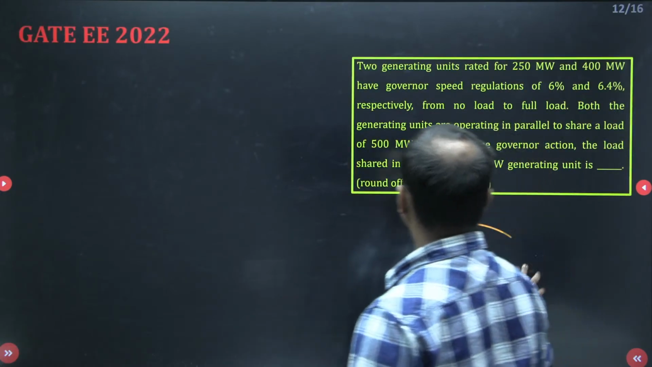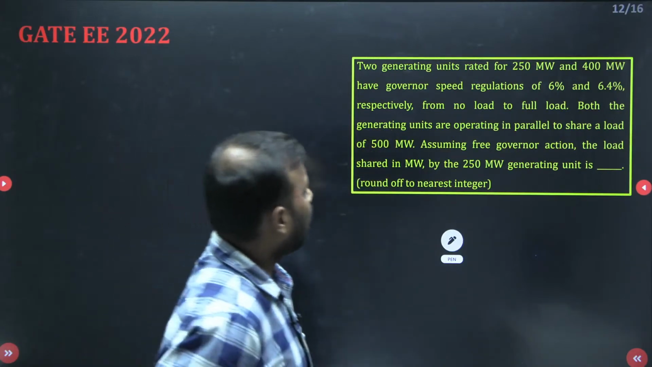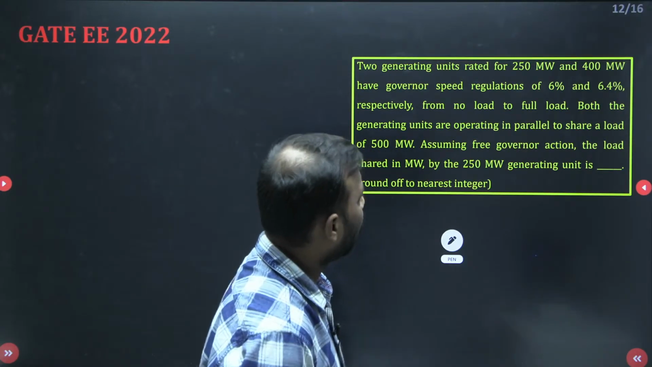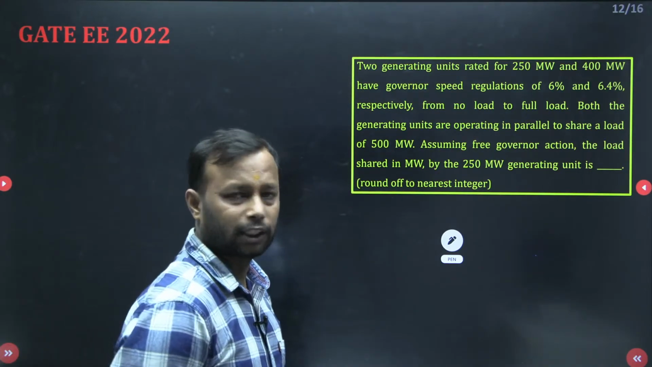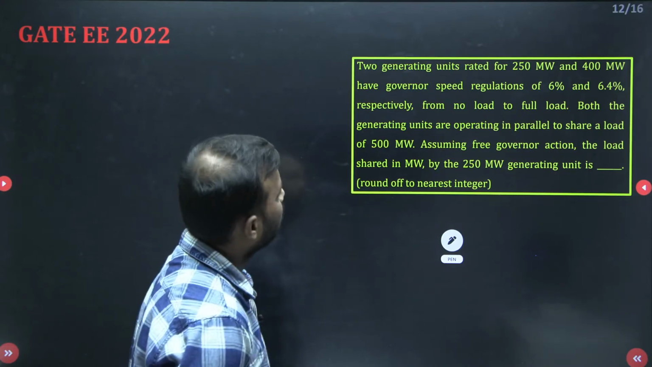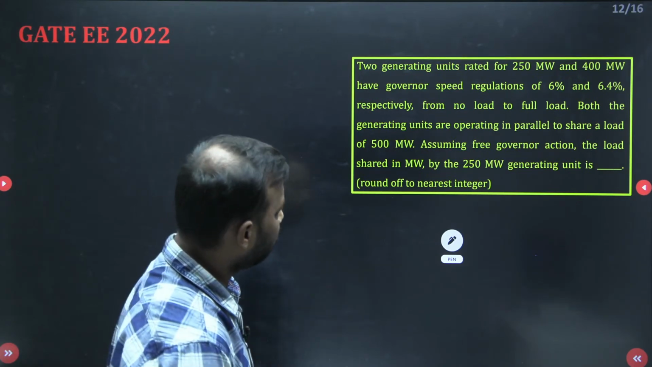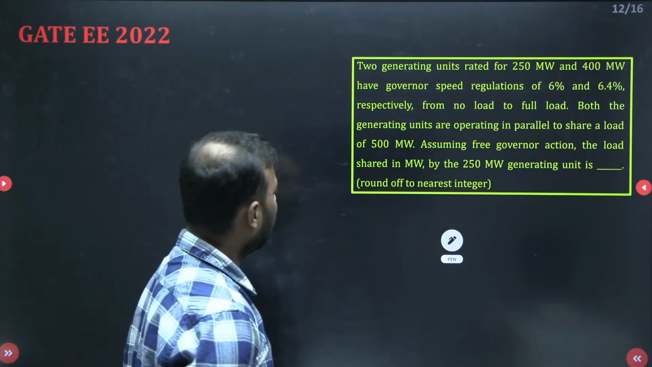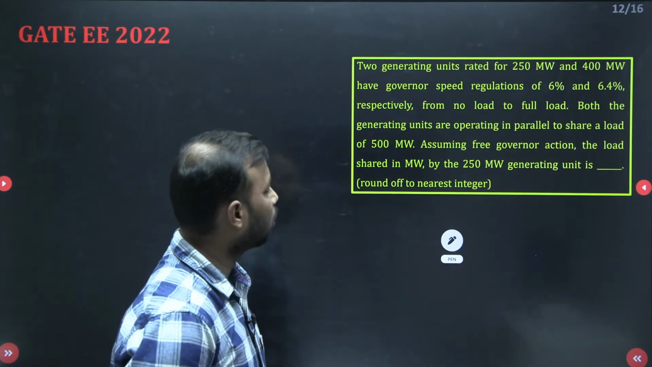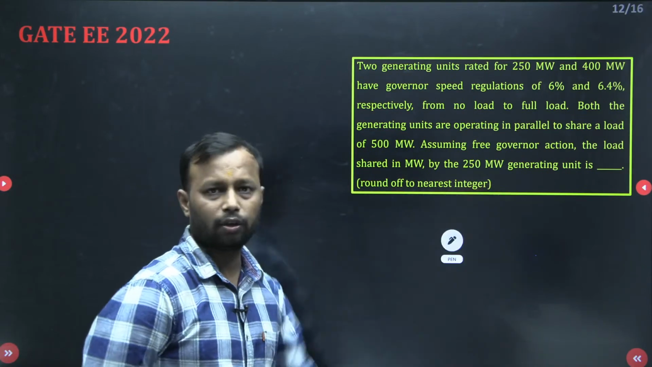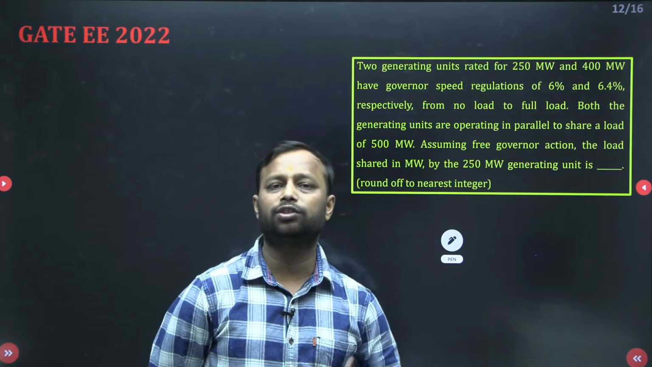So let us come to the next problem. Two generating units are rated for 250 megawatt and 400 megawatt, with governor speed regulation of 6% and 6.4% respectively from no load to full load. Both the generating units are operating in parallel to share a load of 500 megawatt. Assuming free governor action, find the load shared in megawatt by the 250 megawatt generating unit. So basically this question is related to the parallel operation of the synchronous generator.